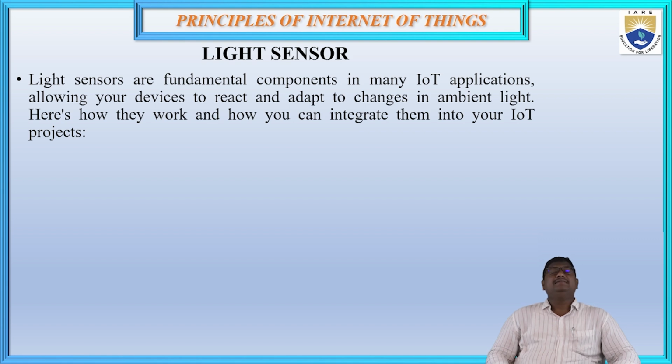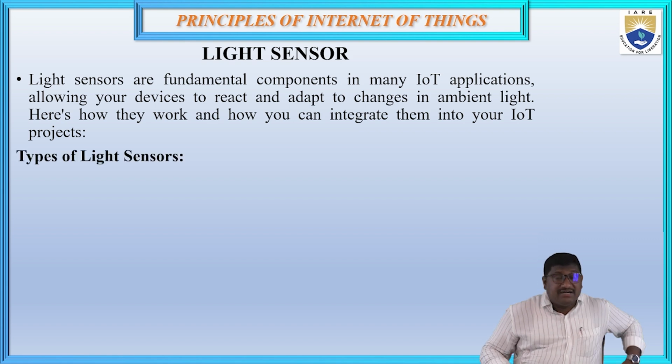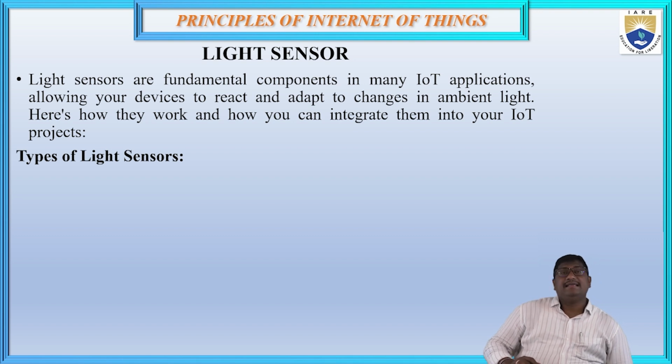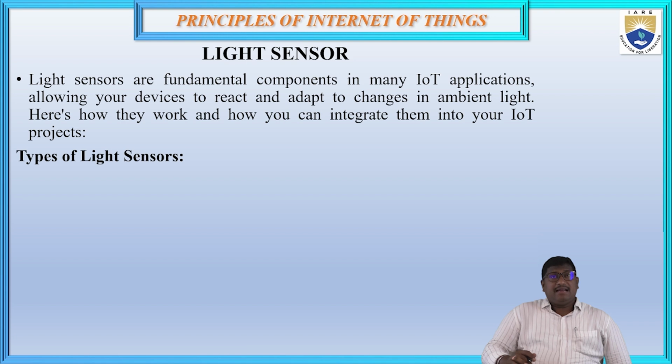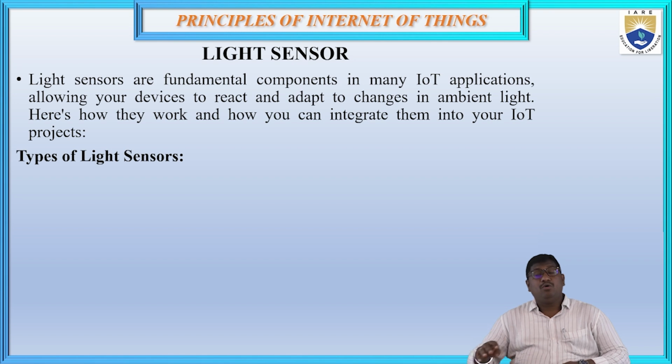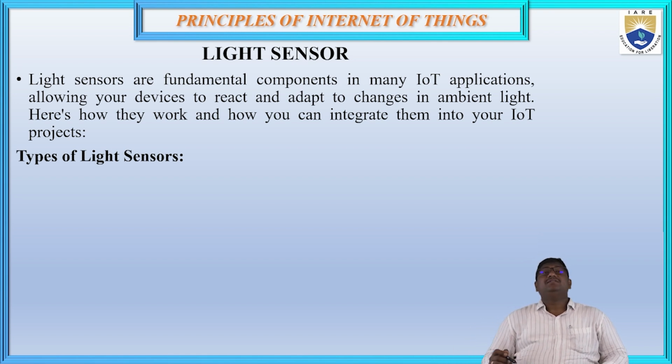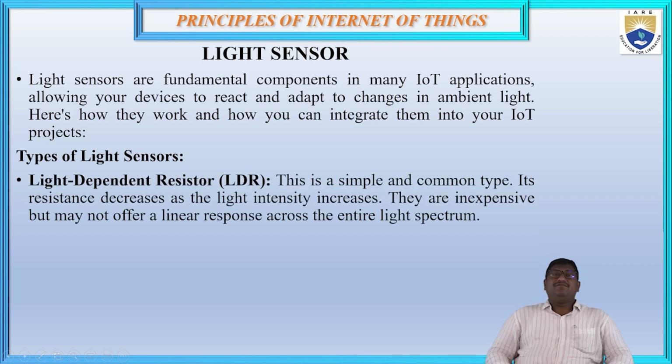Coming to light sensors, these are fundamental concepts used in IoT applications. There are different kinds of light sensors. What are the different kinds of light sensors, guys? Light sensors are fundamental components, and they tell you what these sensors are useful for and how we are going to integrate them. What are the different kinds of light sensors?